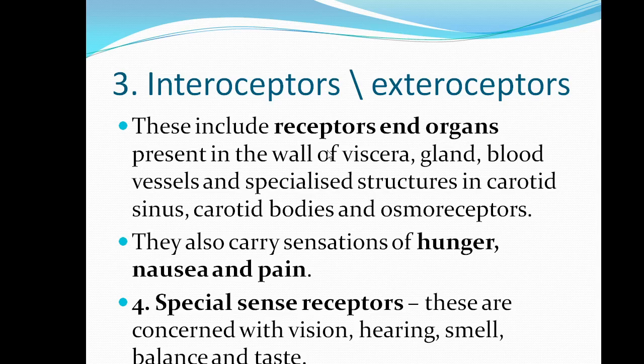Then interoceptors. These include receptors and organs present in the wall of the viscera, glands, blood vessels, and specialized structures in the carotid sinus, carotid bodies, and osmoreceptors. They carry sensations of hunger, nausea, and pain. The spatial sense receptors are concerned with vision, hearing, smell, balance, and taste.